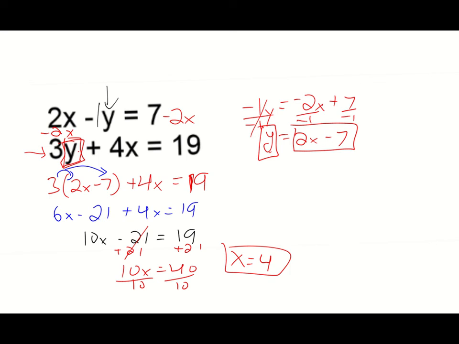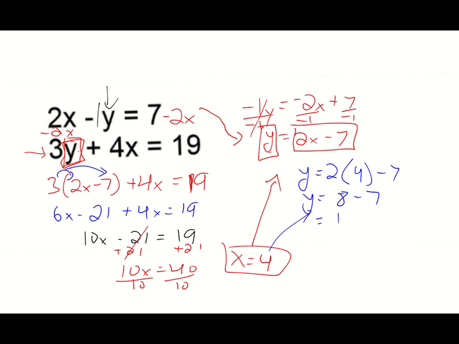The last thing we need to do is, in either equation, plug in 4. I have this equation right here that I made, and even though that wasn't the original equation, it's the same as this one. I just moved things around. So I'm going to use that one because it's actually easiest. y equals 2 times x, but x is 4, minus 7. y equals 8 minus 7, which is 1. So if y equals 1, then my ordered pair is (4, 1). So that's a second substitution example.